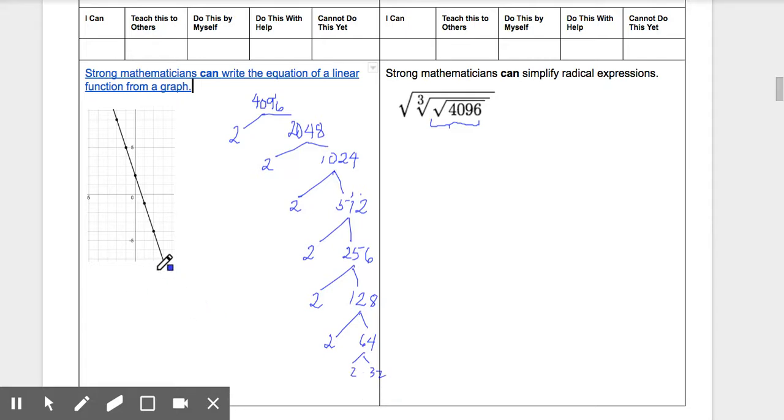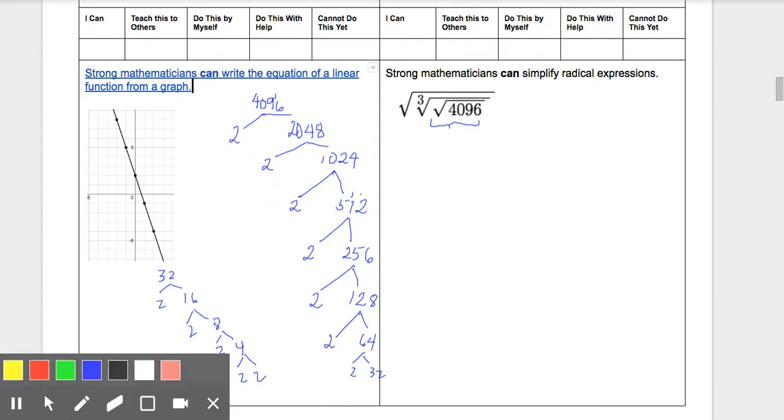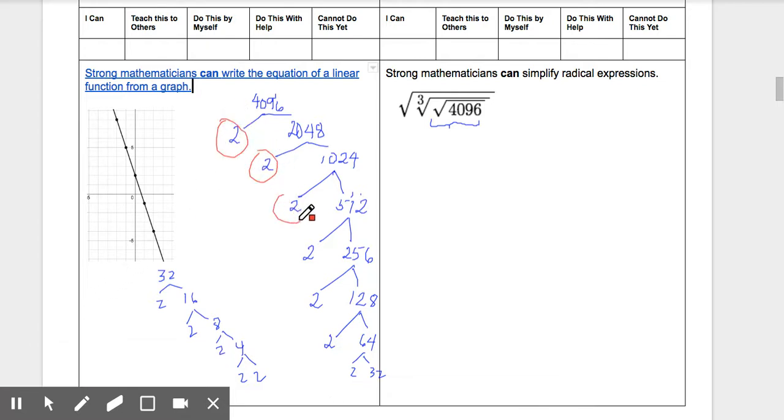And we can keep breaking it down. So let's put 32 here. 32 is 2 times 16. 16 is 2 times 8. 8 is 2 times 4. And 4 is 2 times 2. So 4096 is equal to 2 times 2 times 2 times 2 times 2 times 2 times 2 times 2 times 2 times 2 times 2 times 2. So 1, 2, 3, 4, 5, 6, 7, 8, 9, 10, 11, 12. So 4096 is equal to 2 to the 12th.